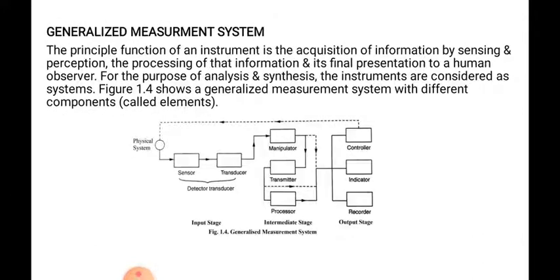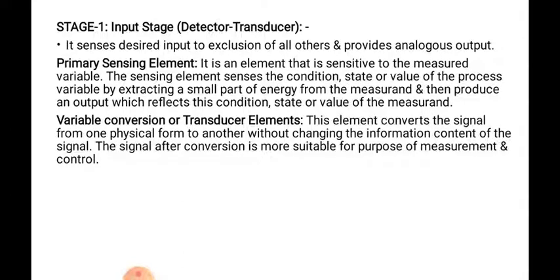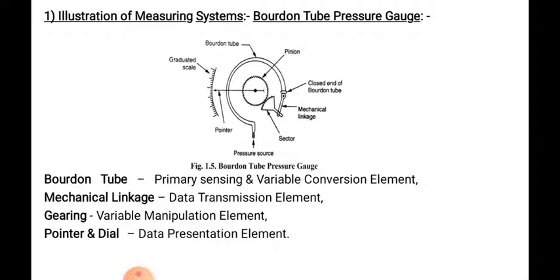So here we can see that there are sensor, transducer, detector, indicator, that is input stage; manipulator, transmitter, processor in the intermediate stage; controller, indicator and recorder in the output stage. Okay, so in every instrument there may be a similar kind of element present, depending upon the functionality of that instrument. Okay, and every instrument will work according to the number of components present in it. Okay, so by using that generalized measurement system we can study the illustration of a measuring system, that is bourdon tube pressure gauge.